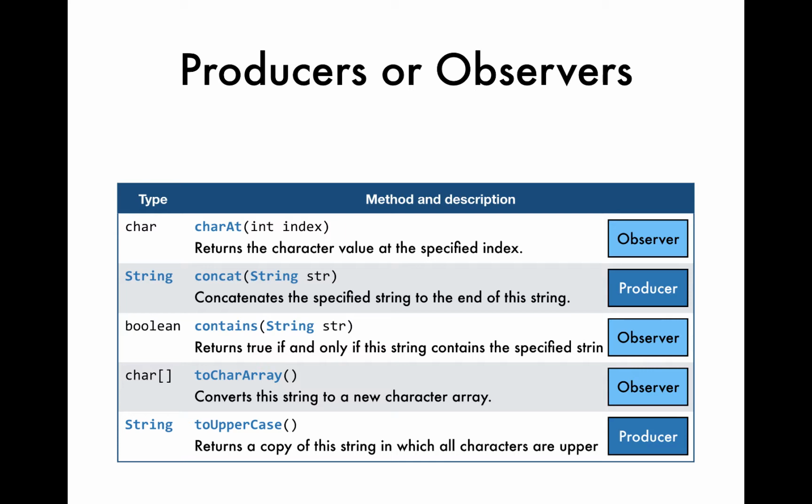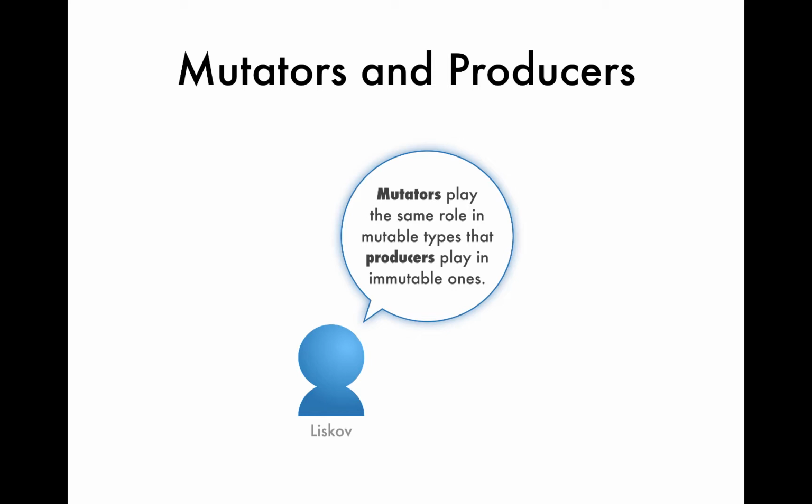So with Liskov, we get a categorization that effectively breaks up accessors into producers and observers. This distinction seems to be especially useful for immutable classes like string, where all methods are accessors to begin with. And actually, that's not an accident. This is a direct quote from Liskov. Mutators play the same role in mutable types that producers play in immutable ones.